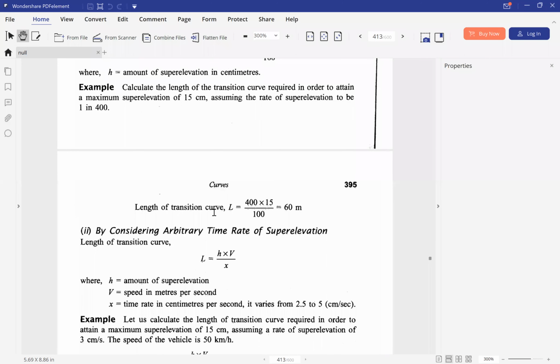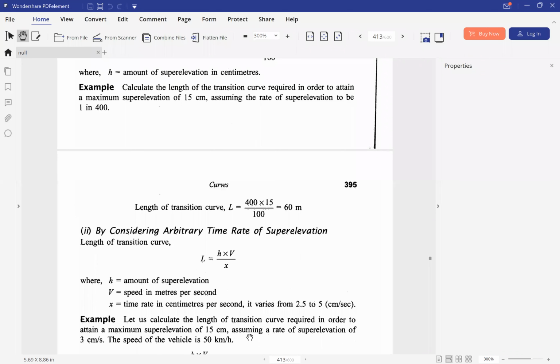The second is by considering an arbitrary time rate of super elevation, right? So for that, the relationship is L is equal to H into V over X. H is the amount of super elevation and V is the velocity, and X is the time rate in centimeters per second, and its value varies from 2.5 to 5 centimeter per second.